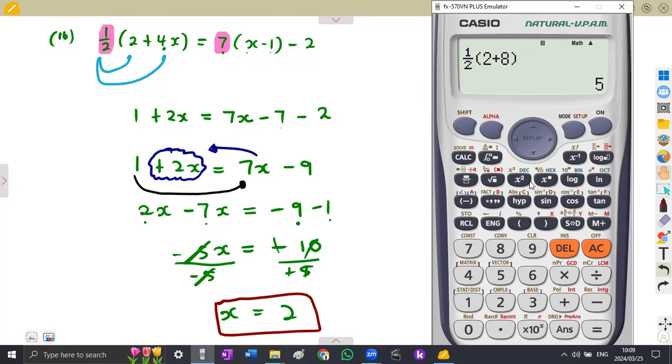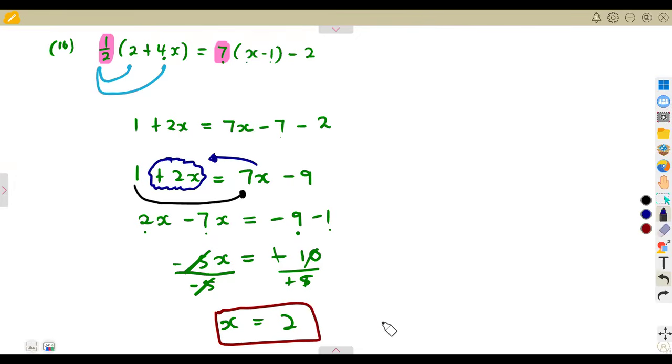Let's do this on the right-hand side again and see if you're going to get a 5. 7 into the bracket of x minus 1. So this is 2 minus 1 like this. We subtract the -2. This one is not part of this bracket. So we're going to get a 5, which is exactly the same as what we had on the left-hand side. So as you can see, the value of x that we are having there is true.